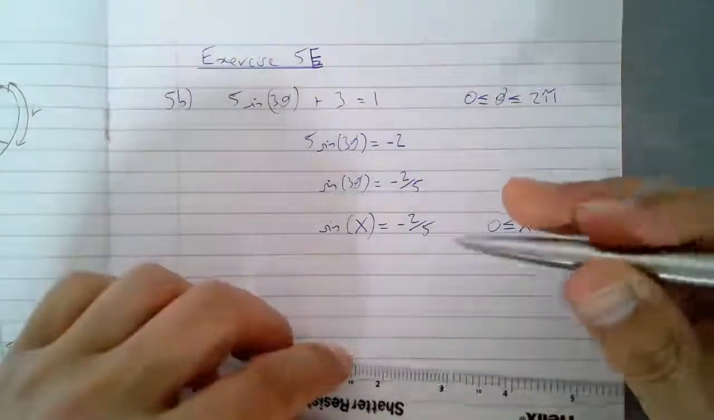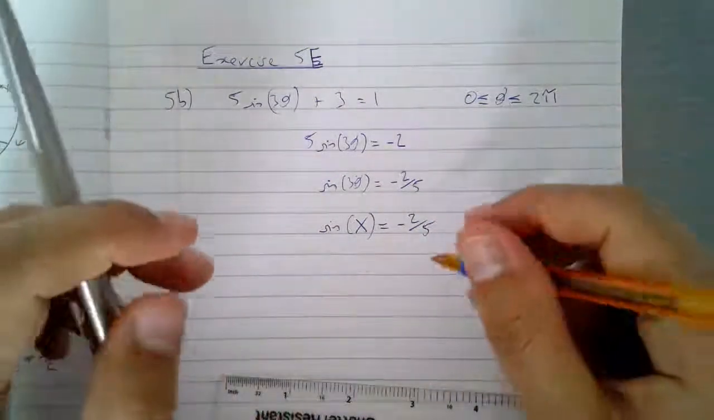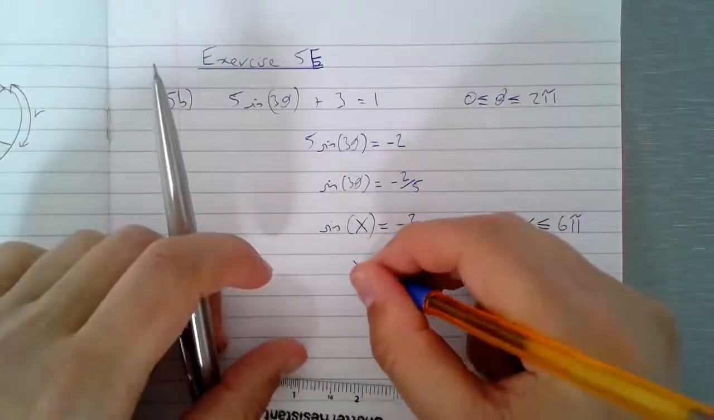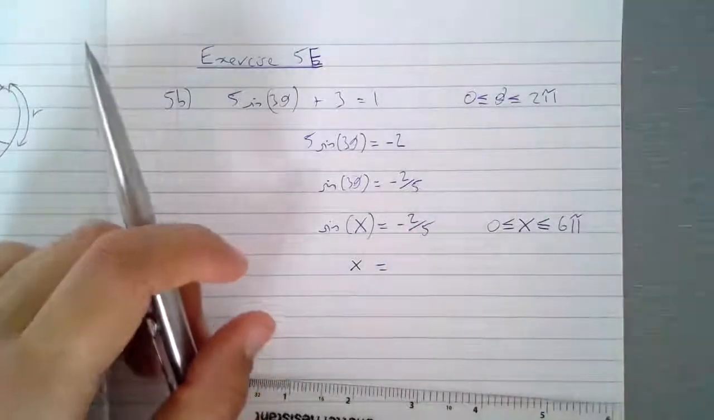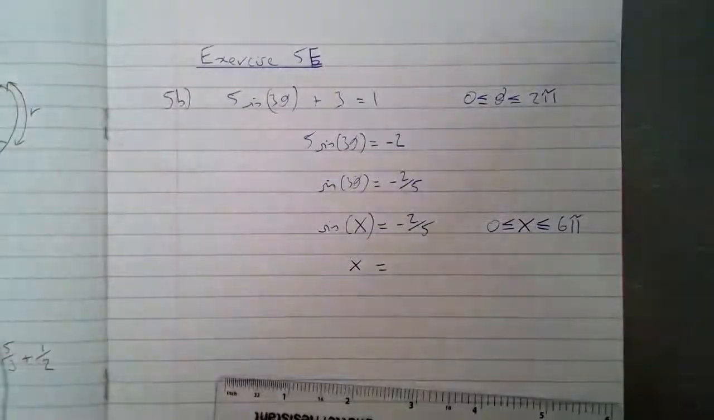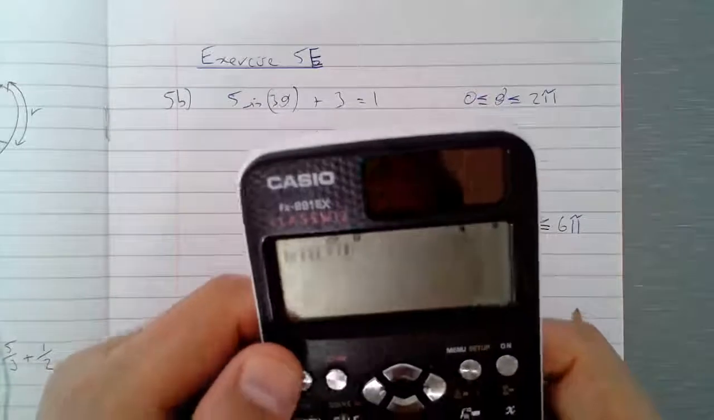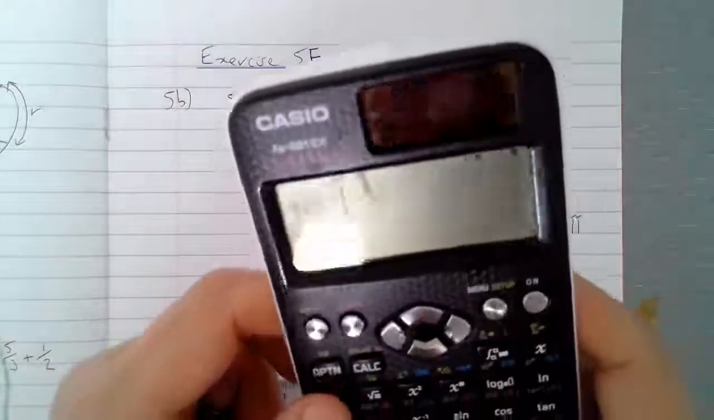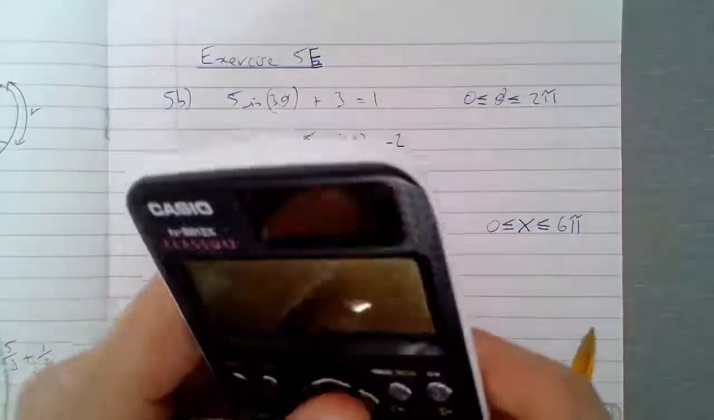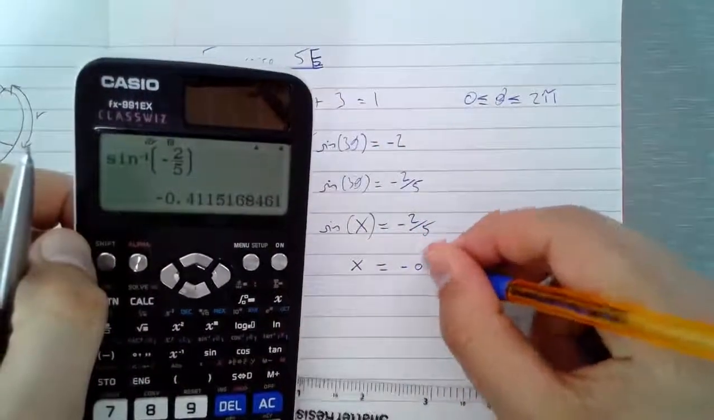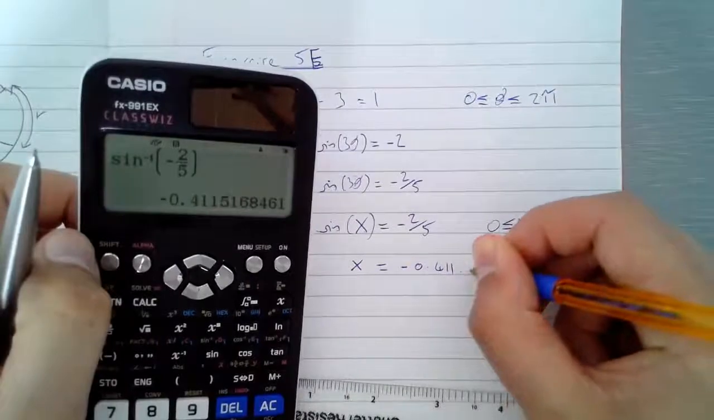Okay, so I've got sine x equals minus 0.4, minus 2 over 5. And if I plug that into my calculator, making sure that I'm in radians, that's what we've got. Inverse sine of minus 2 over 5. So I get negative 0.411, etc.